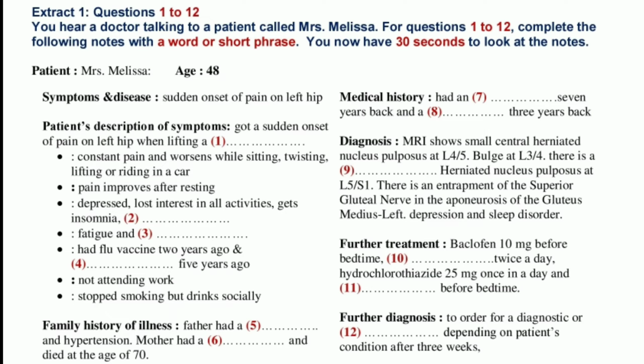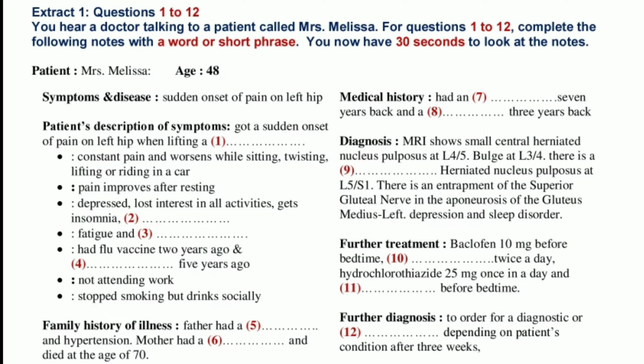There is a shallow left parasagittal herniated nucleus pulposus at L5/S1. There is an entrapment of the superior gluteal nerve in the aponeurosis of the gluteus medius left, and you are also suffering with depression and sleep disorder. So I would recommend you take a treatment for superior gluteal nerve block left.